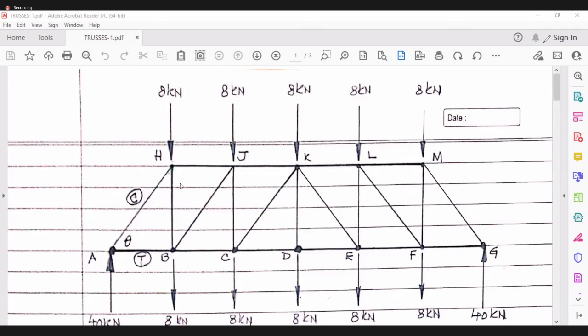Now, one thing I would like to tell you is that there are sometimes trusses which are cantilevers. That is, one end is free. Here is a wall. Here is a fixed joint. Sorry. We have a wall.